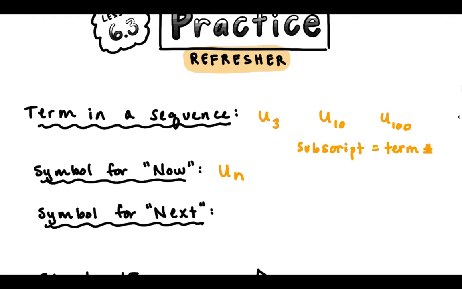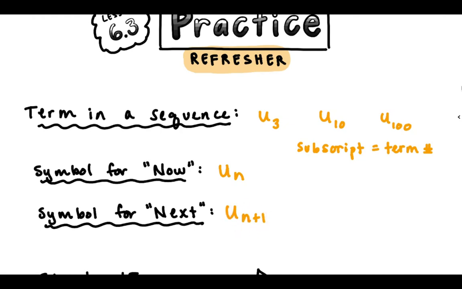Okay. Then we had to figure out what would be the symbol for the next term, and we noticed that, okay, say you're at the 10th term, so U sub 10, the next term is U sub 11. You add 1 to the term number to signify going on to the next term. So to get our next term, we do U sub n plus 1. We're adding 1 to the term number to signify we're going one term farther in the sequence. So U sub n is wherever you're at in the sequence, U sub n plus 1 is the next term after that.